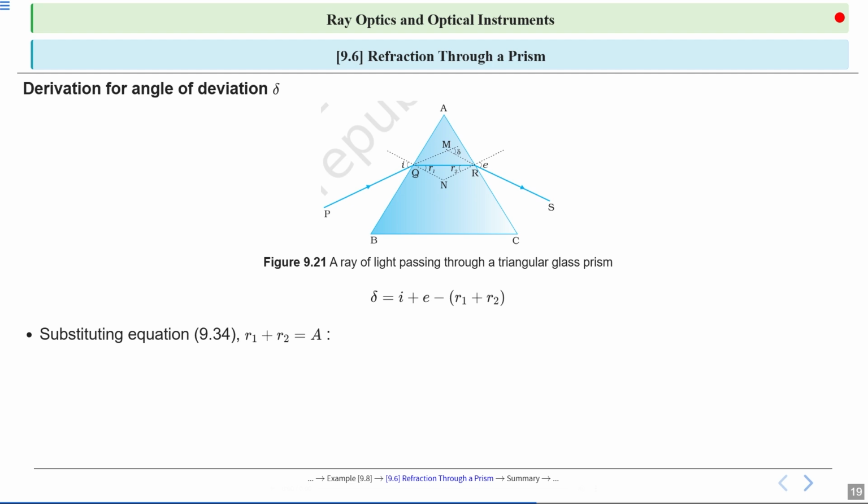Okay, now we'll put R1 plus R2 equal to A in the above equation. So finally we arrive at the simplified expression for the angle of deviation, delta equals I plus E minus A, as shown in equation 9.35. This formula allows us to calculate the deviation of light based on the angles of incidence and emergence, as well as the prism's angle. This understanding is foundational for analyzing optical instruments that use prisms.